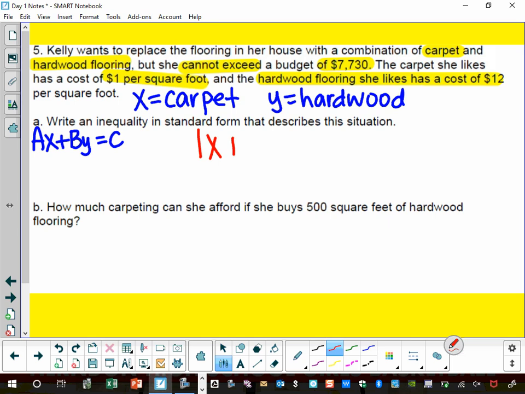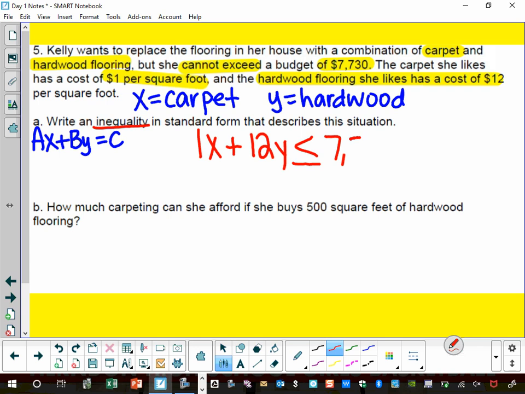Okay, and I'm adding, and I'm doing carpet and hardwood. How much is the hardwood per square foot? $12. So that's going to be 12 what? Good. When it says that it cannot exceed $7,000, will that be equal, greater than or less than? We're doing inequality. Less than?